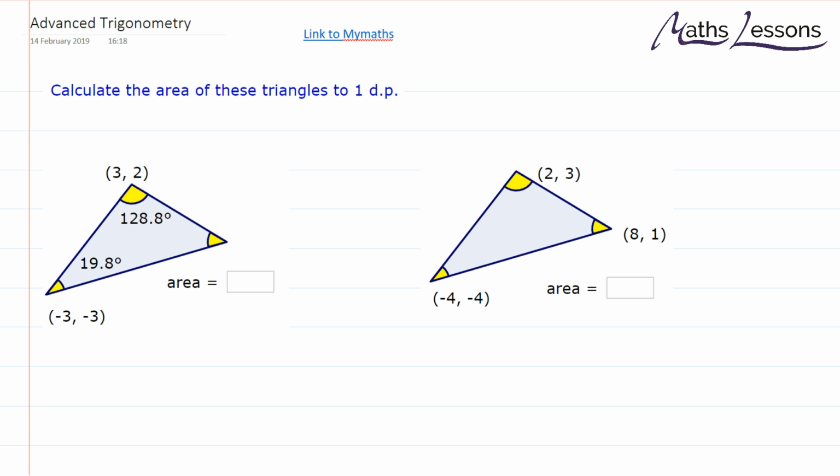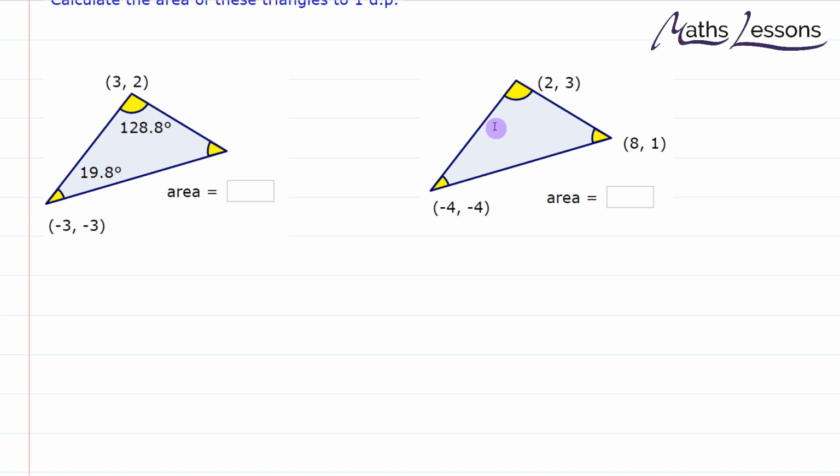Right, here we go. Let's do this question. It looks quite straightforward, but it's a little bit more complicated than it first seems. We need to find the area, and we need two sides either side of an angle. I'm going to look at having this side here, and this side here, either side of that angle. But to find this, I can use Pythagoras, because I can find the distance between these two points by turning this into a right angle triangle.